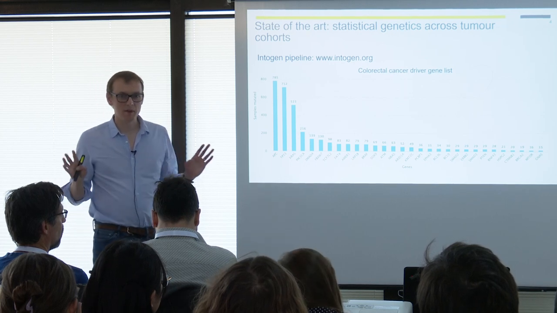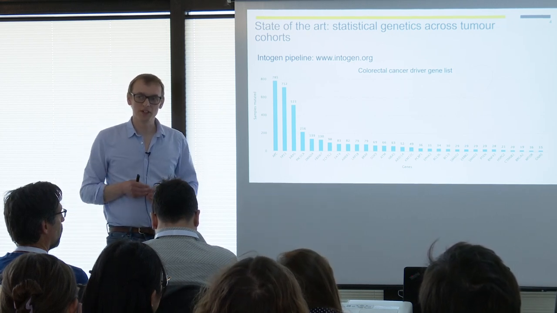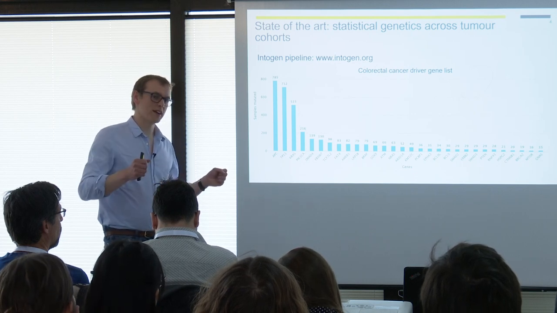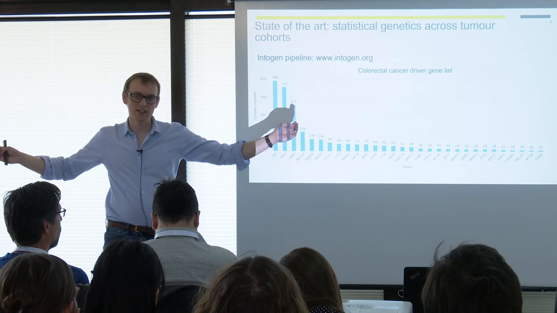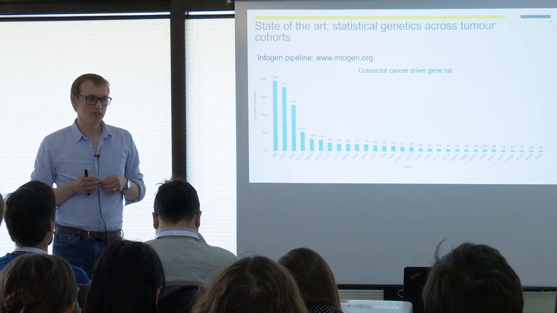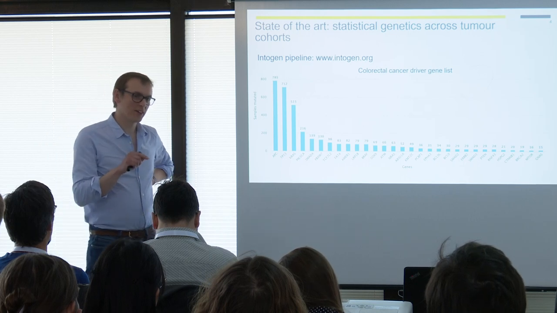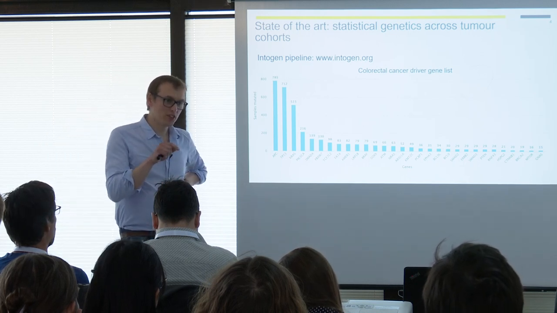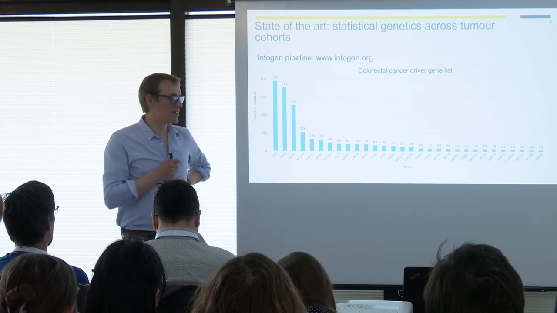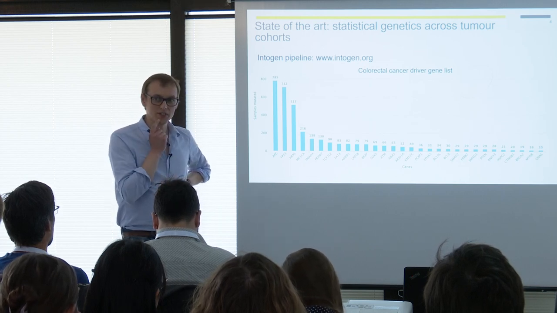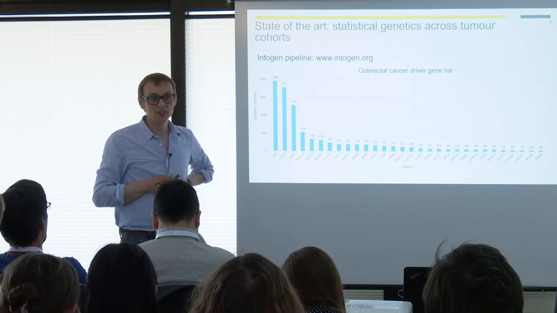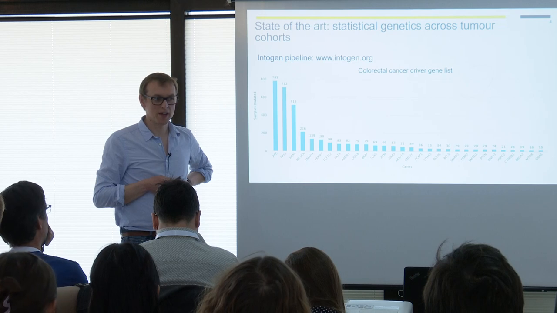But let's just take a step back for a moment and think about what this list is. This list is telling us that, on average, across that big cohort of data that was fed in in the first place, these genes are the drivers. But what it's not telling us is that in a specific cancer, if a patient comes before us, this gene is a driver in that patient. It's just an average in the cohort. An average in the cohort is a driver, but not necessarily a driver in a specific patient.